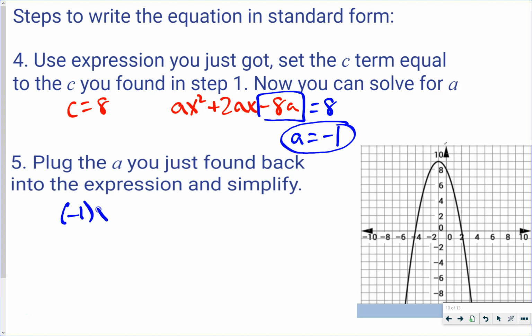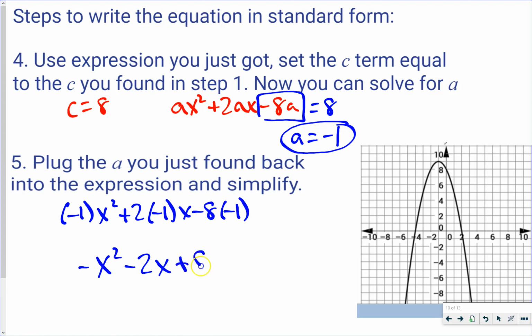This is our last step. So negative 1x squared plus 2 times negative 1x minus 8 times negative 1. This gives me negative x squared minus 2x and plus 8. And now we have our final equation. Does it have a negative to begin with, like we thought it would? Yep. Is it ending with a plus 8 like it's supposed to? Yeah. Yes.